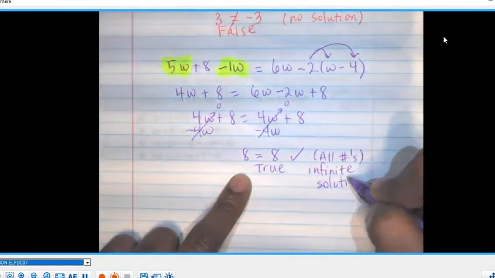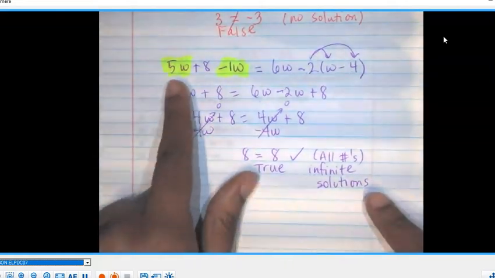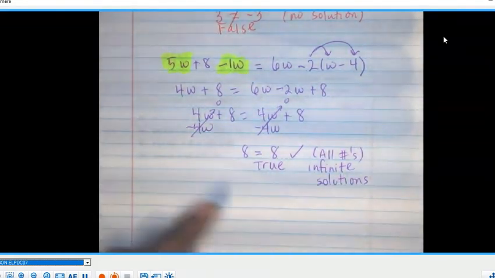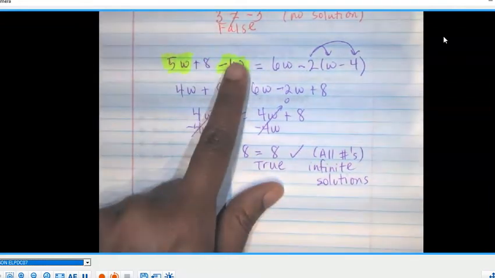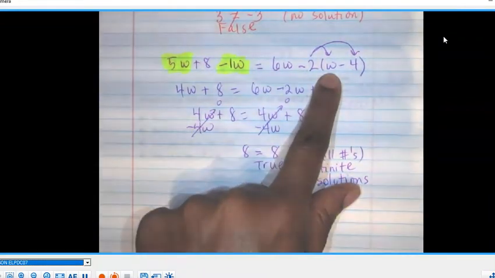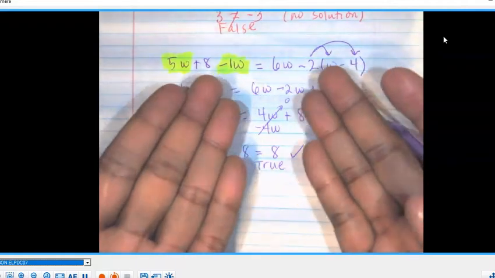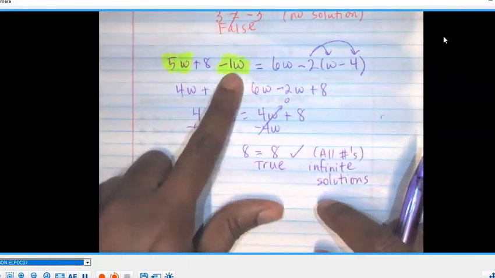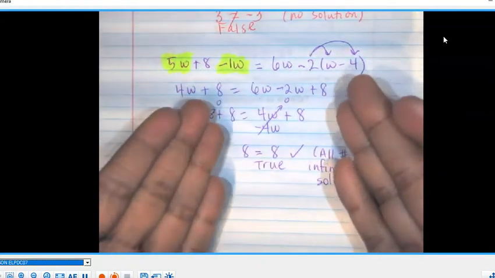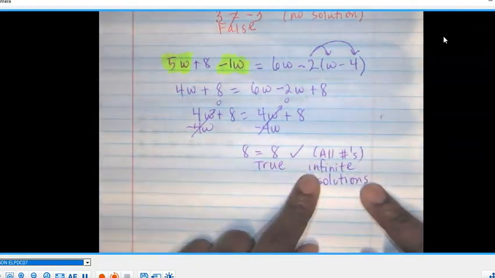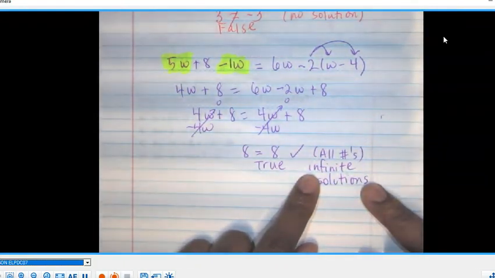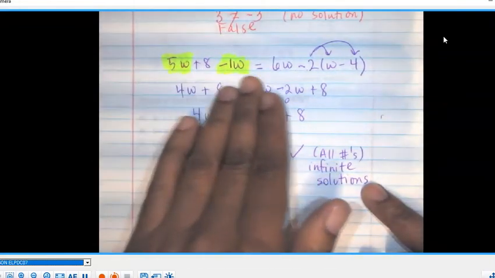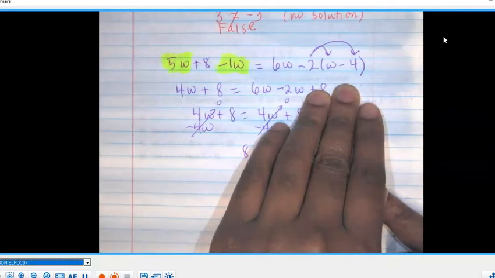And what that means, guys, is that if we go back to our original problem, and I say, hey, let w equal 2. If I plug in 2 here and there and there and there, everywhere w is, I'm going to get equal numbers on both sides. Then I can turn around and plug in negative 3 for w. Everywhere is going to be equal. So when I say all real numbers are infinite solutions, that means w can be anything. It does not matter what value of w I choose. It's going to make this a true statement. Okay, I hope that makes sense.